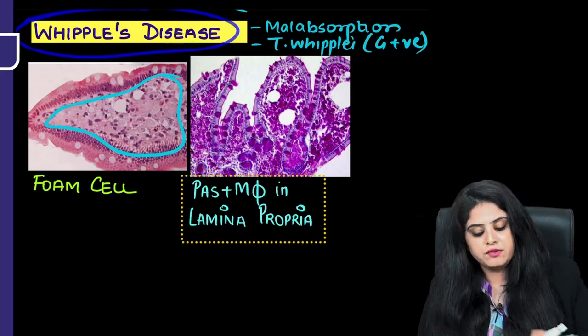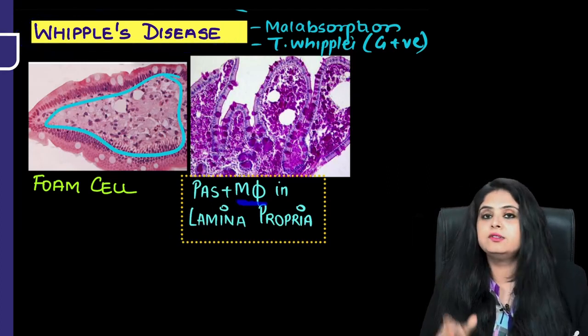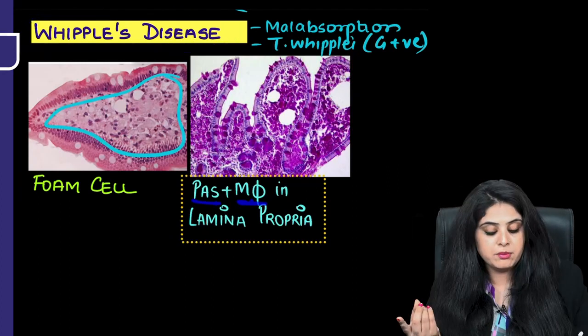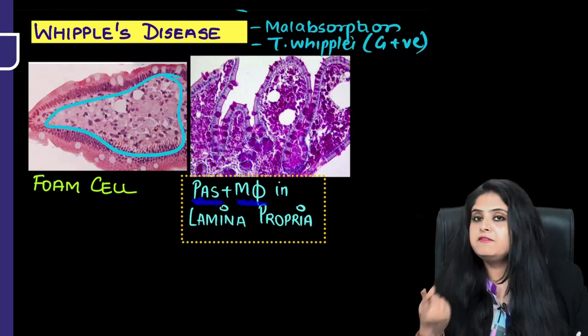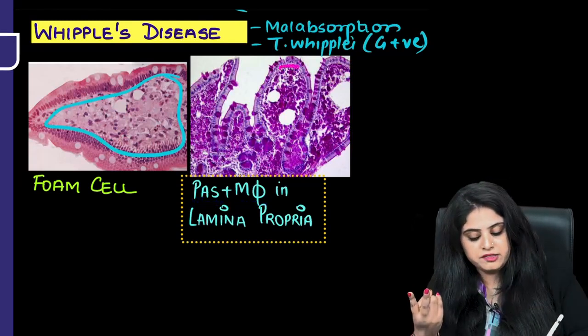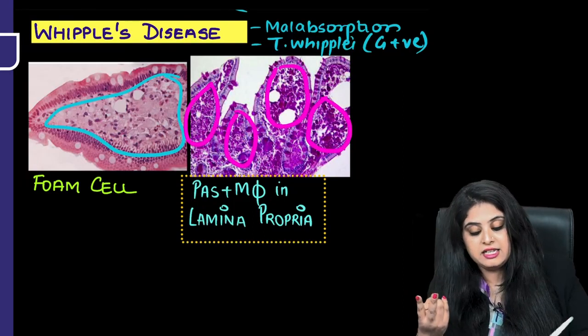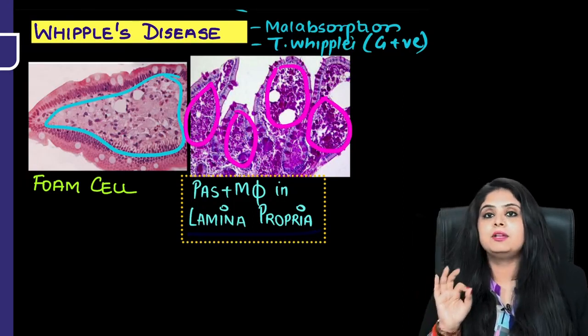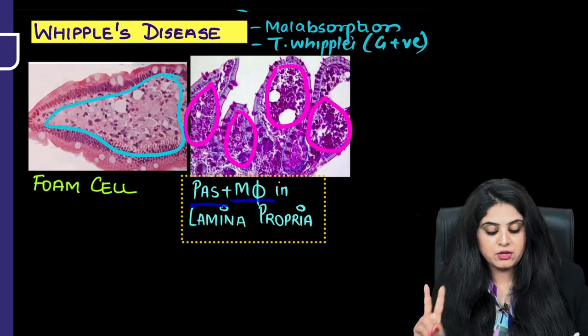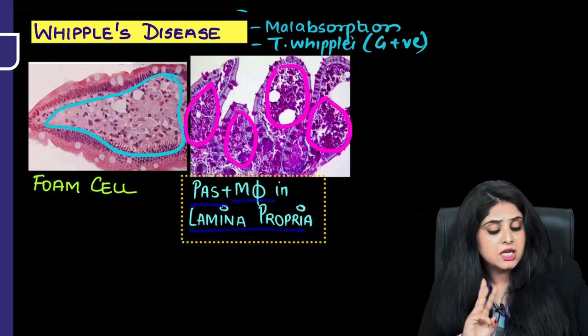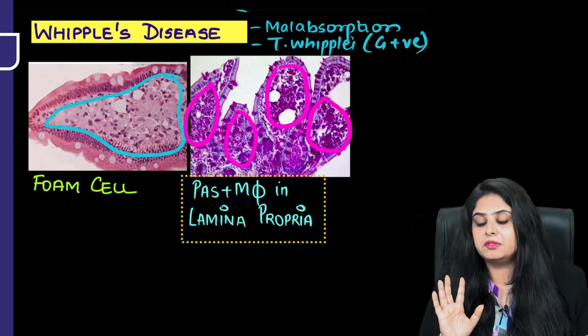For the diagnosis of Whipple's disease, what is the cell that you will see? Macrophage. How will you see it? I will put a stain called PAS. P for PAS, P for pink. PAS always gives pink color. All these are pink color macrophages. Where are they seen? In which layer of the intestine? Lamina propria. So PAS positive macrophages in the lamina propria, classical for the diagnosis of Whipple's.